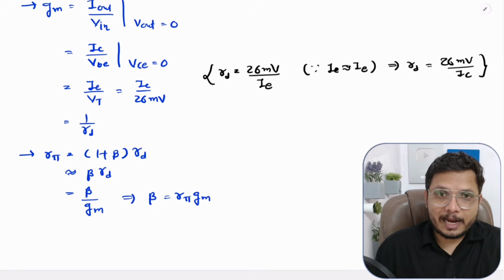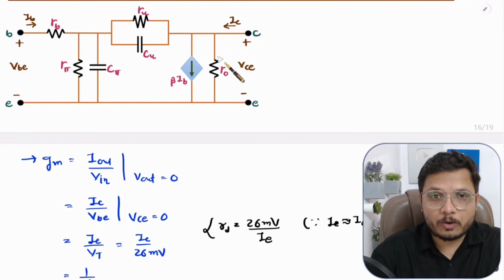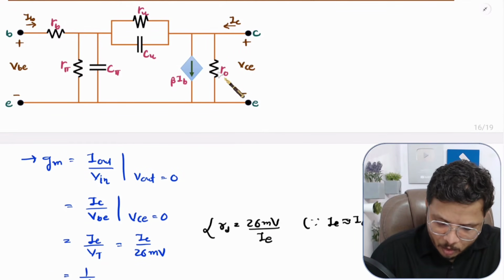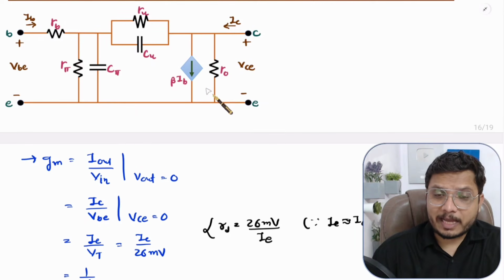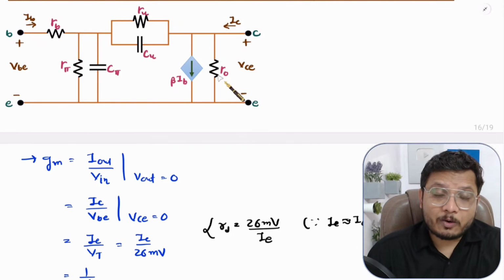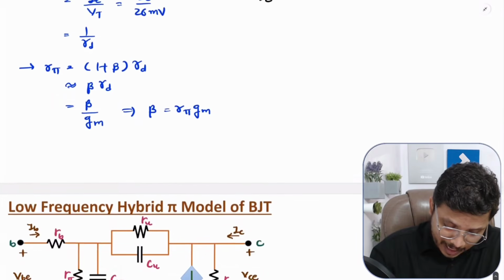And here one more resistance that we have is RO. Usually its value is very high, in terms of mega ohm only. But sometimes they may give you data of RO in terms of H parameter, so one should know what RO is.